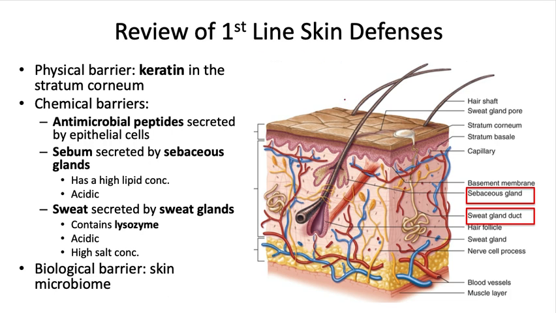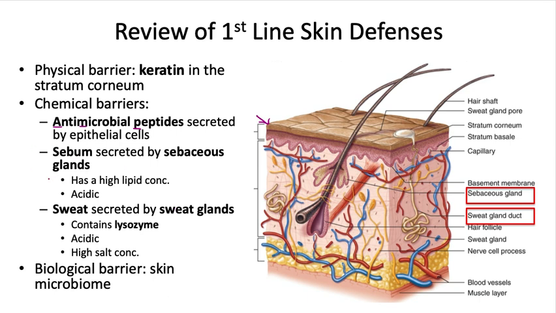All right, so we're going to review some first-line defenses of the skin. The first line of defense are our barrier defenses. They are innate and they are nonspecific. The primary physical barrier is the keratin itself and that stratum corneum of the epidermis. The chemical barriers or biochemical barriers include antimicrobial peptides, or AMPs for short. A lot of the cells in the epithelium will secrete these antimicrobial peptides.